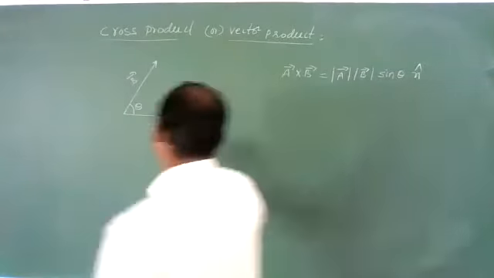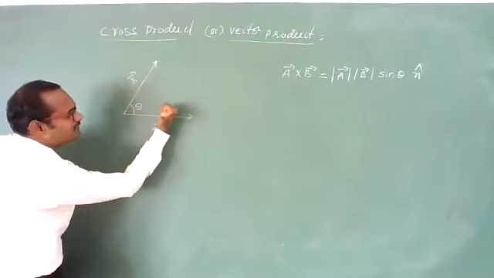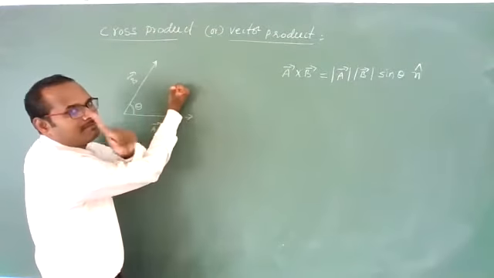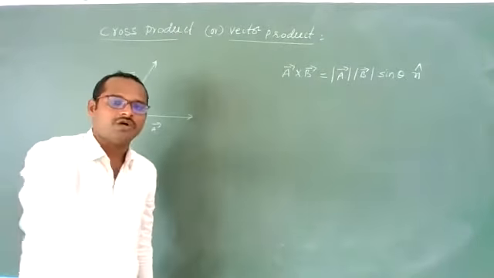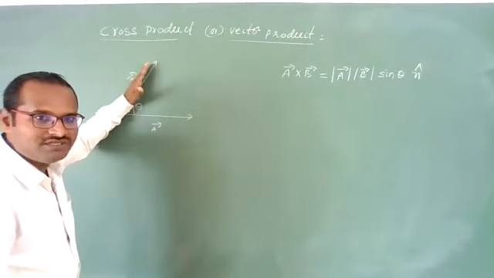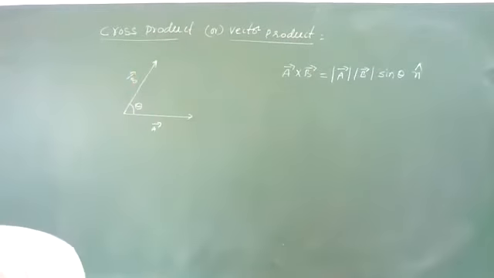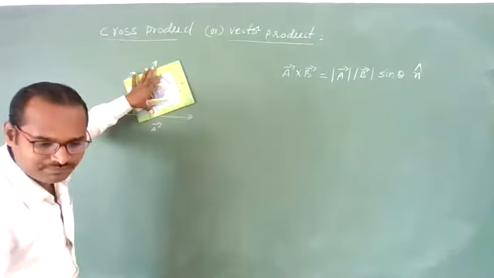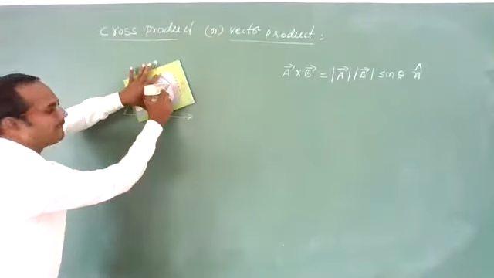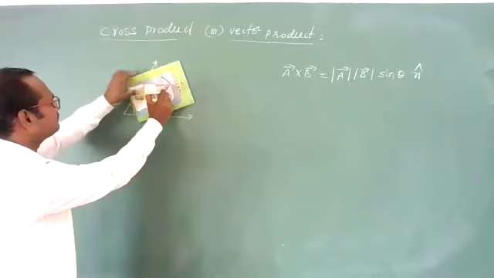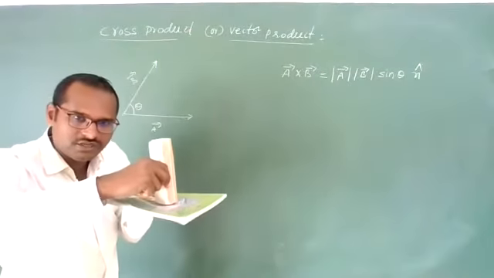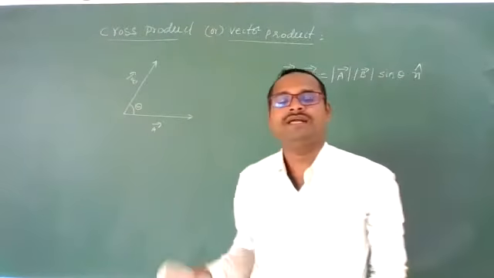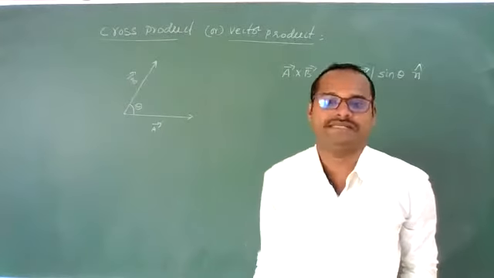Students, if you do A cross B, the vector will be in the direction perpendicular to this board. Always remember the cross product of two vectors will be perpendicular to the plane containing the two vectors. A bar and B bar are lying on this board, on this plane. Now A cross B will be perpendicular to this, like this. Did you get it? Always, the cross product of two vectors will be perpendicular to the plane which contains the two vectors.